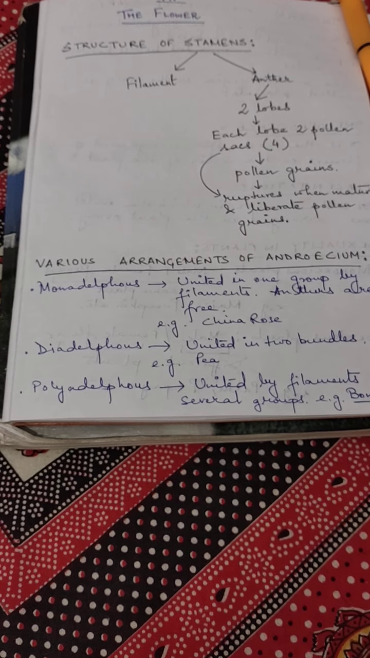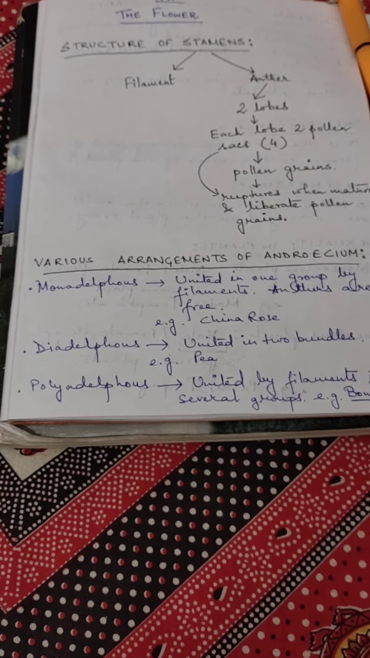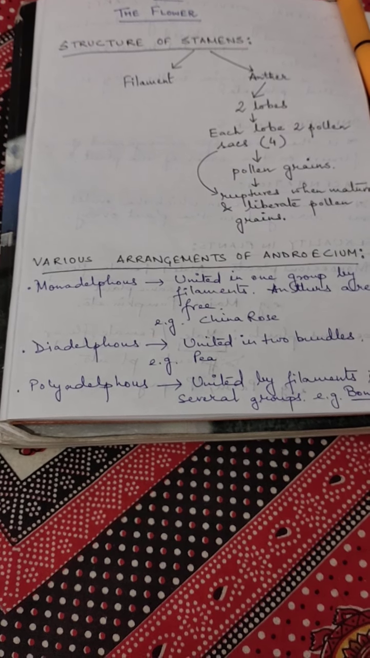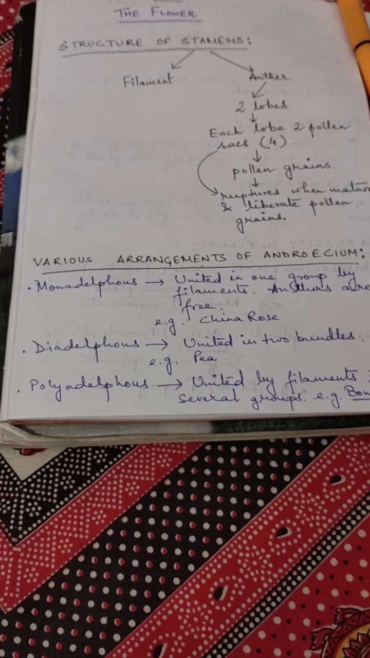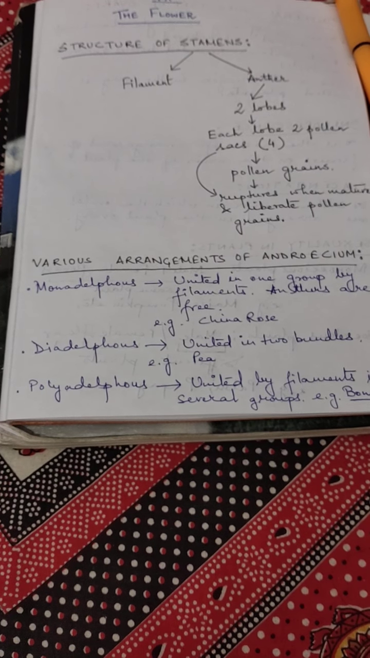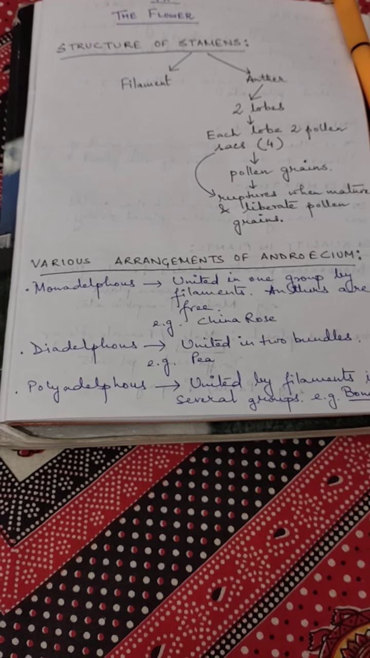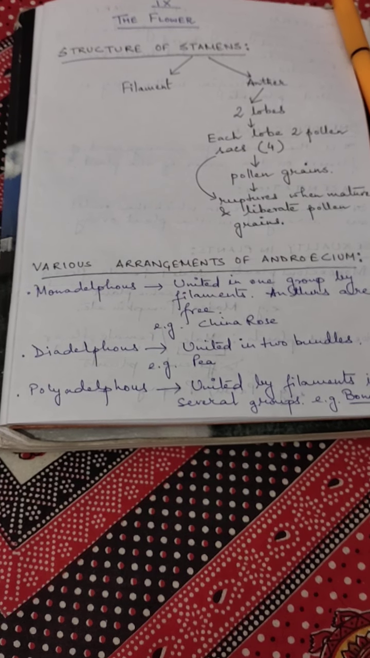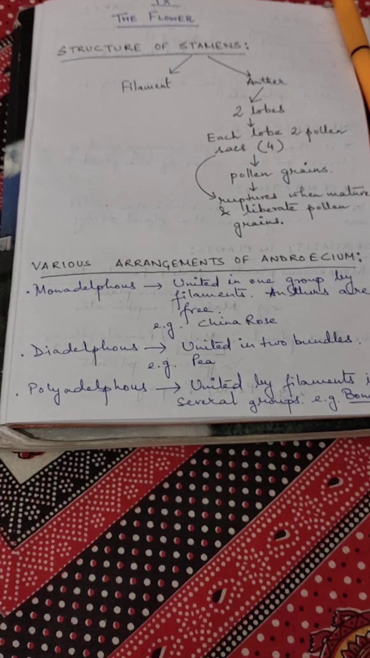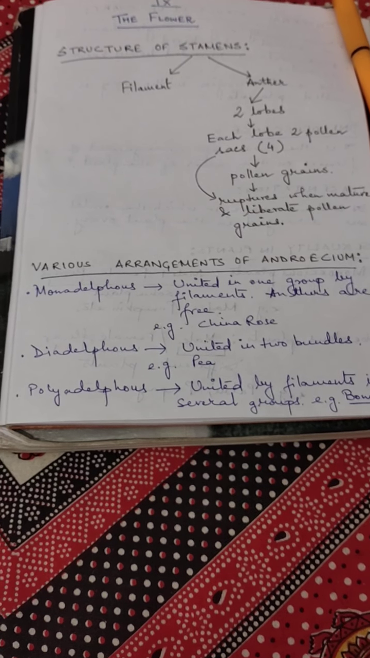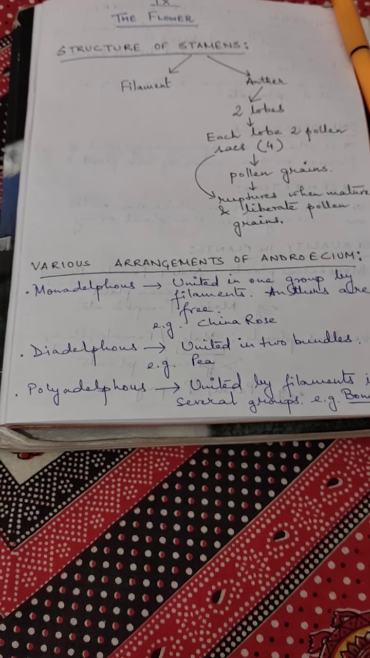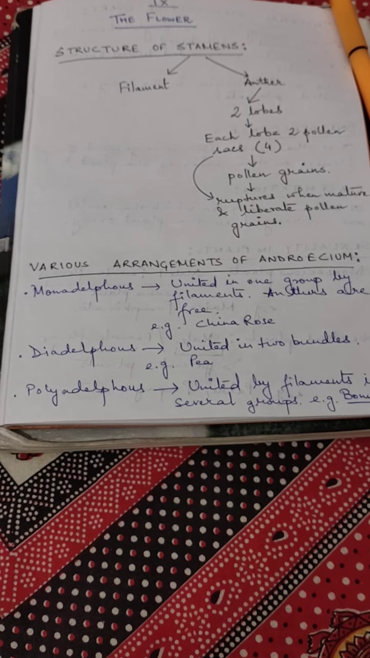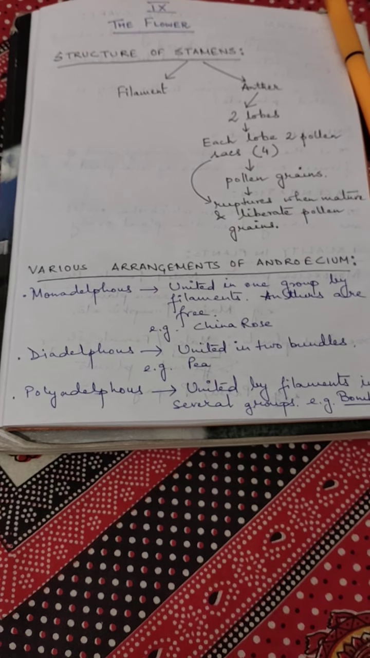If we observe the internal structure, we'll get to see that it has got two lobes. Each lobe has got two pollen sacs. That means in total, four pollen sacs they have, within which pollen grains are situated. Now, when these pollen sacs mature, they rupture and liberate pollen grains. I hope it's clear. Now, what is the way it gets dispersed?